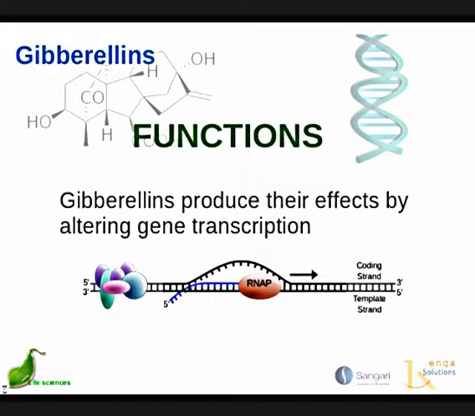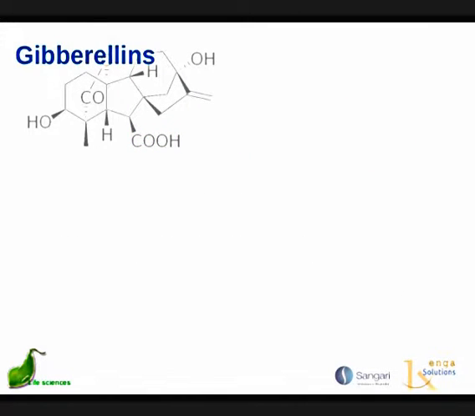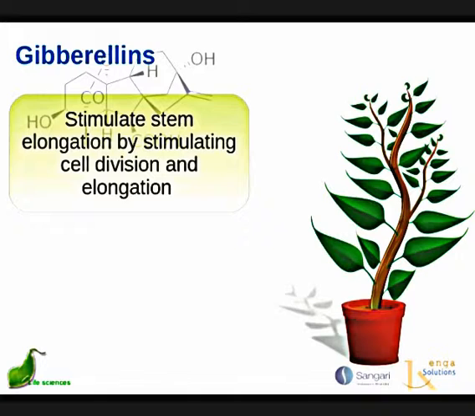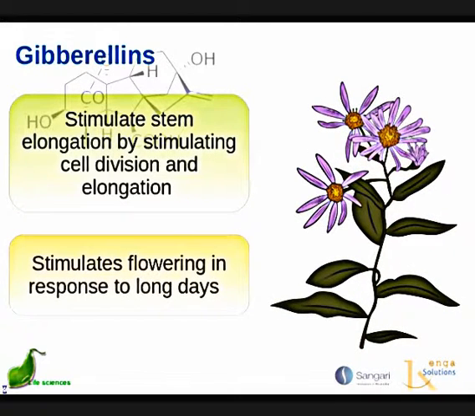So let's review some of the functions of gibberellins as hormones in plants. We're not going to go into how this transcription happens, but gibberellins stimulate stem elongation. That's how the, what was it called, foolish seedling disease in rice came about, the elongation of the stem. And it does this by stimulating cell division and cell elongation. It also stimulates the flowering of plants, particularly long day plants, in response to long days.